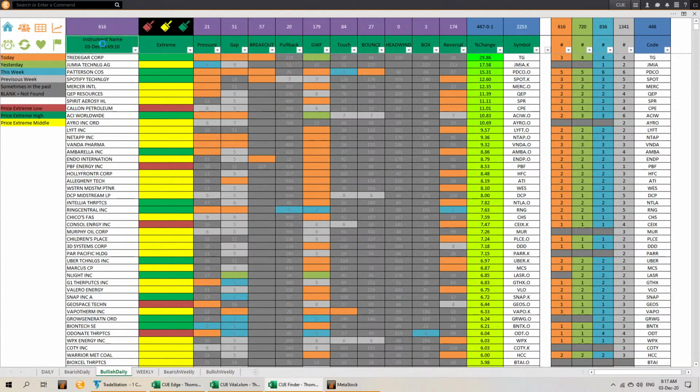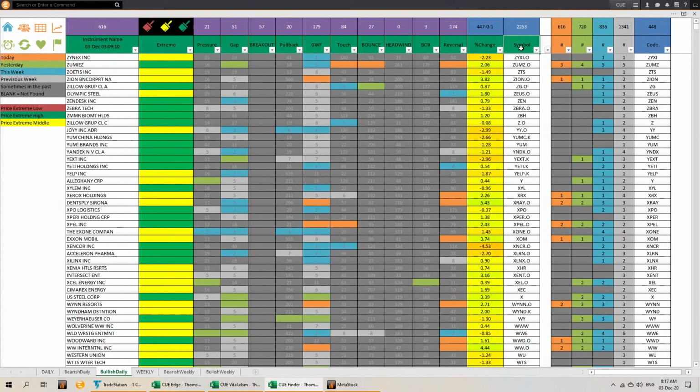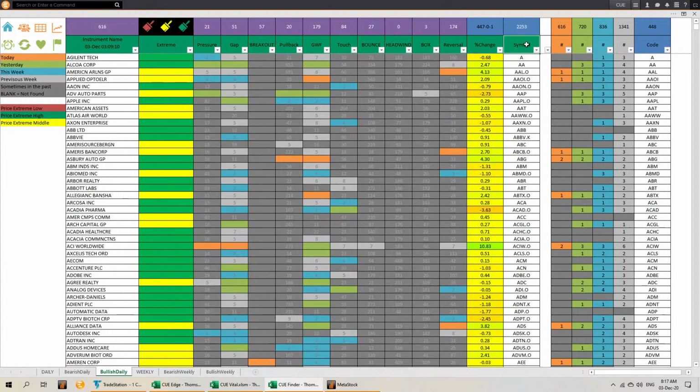If I double click on the instrument name, it is going to sort them in alphabetical order, and the same is true for the symbol column. Double clicking again will reverse the sort order. Percentage change is of course today's percentage change for daily signals, and it will be weekly percentage change if we use the weekly bullish or bearish tabs.